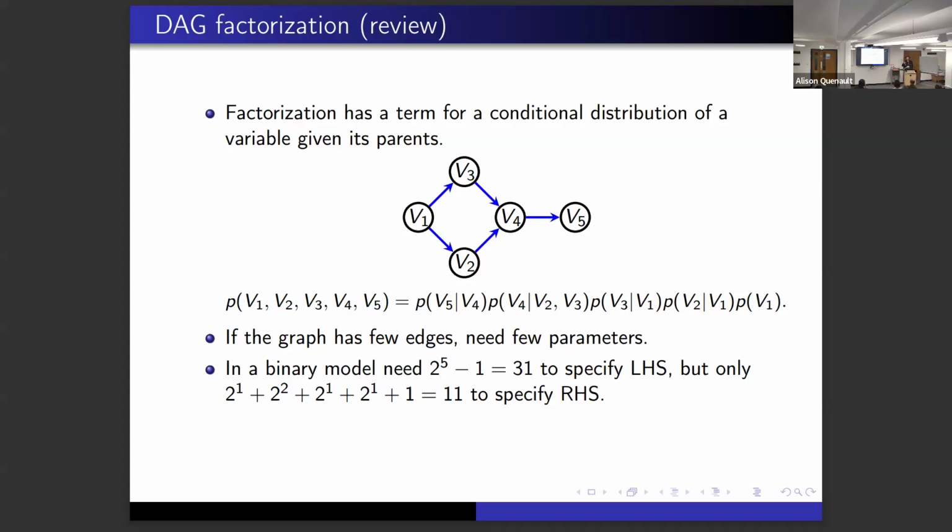The reason more missing edges lead to more savings is because I condition on all the parents. If I have fewer edges, I have fewer parents in the terms. And the fewer parents I have, the smaller the dimension of the object I need to specify. And so with a very sparse graph, I'm really in business potentially.